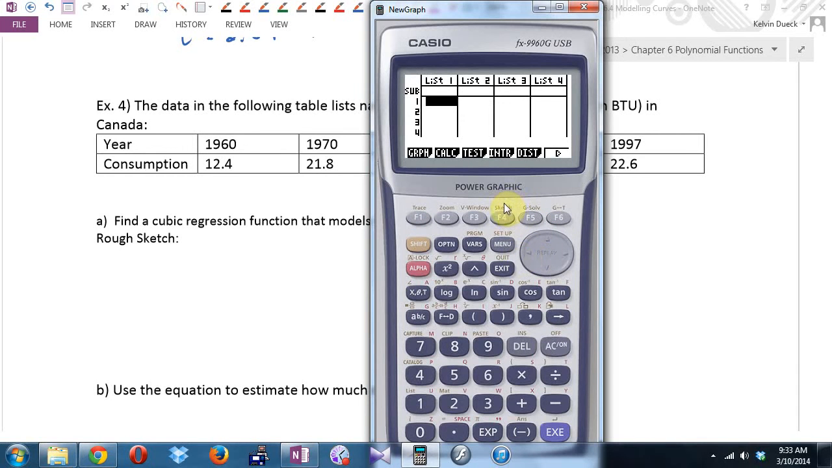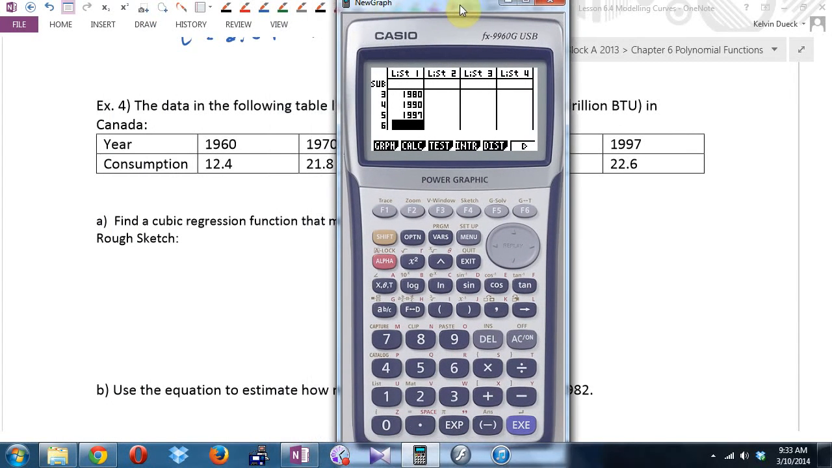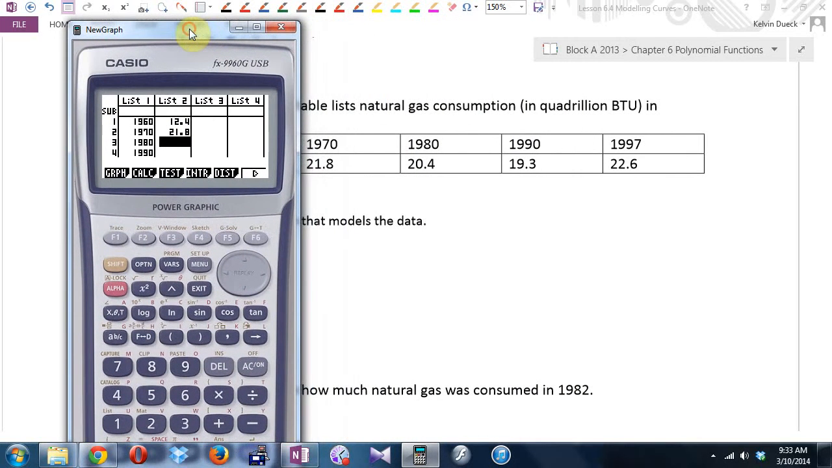So it looks like my years are 1960, 1970, 1980, 1990, and then 1997 for some reason. Data: 12.4, 21.8, 20.4, 19.3. Once you've entered the data, see if you get a graph that looks kind of like that.